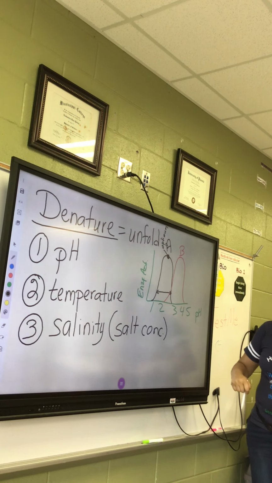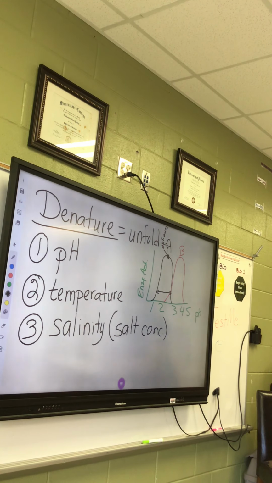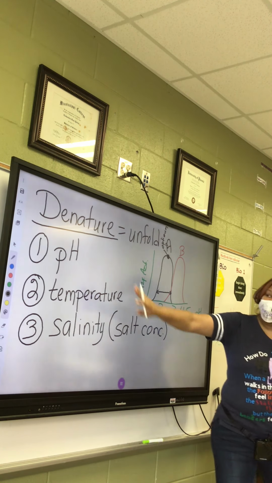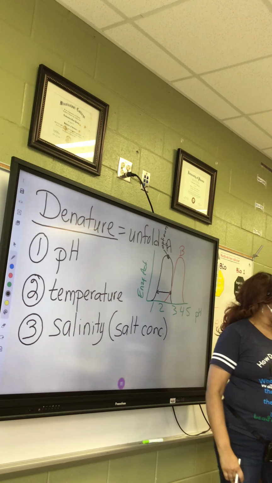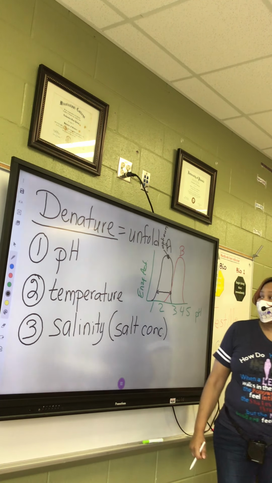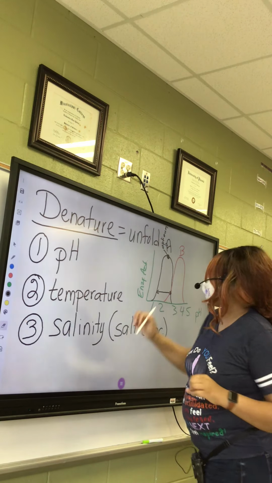What's the range that both enzymes A and B will work in? 2 to what? 2 to 3. They'll both work, not well, but they'll both work in a range of 2 to 3. Okay? Y'all see that? All right. So these are the 3 things that enzymes are specific for that can make them denature. There are 2 more things that enzymes are specific for as well.